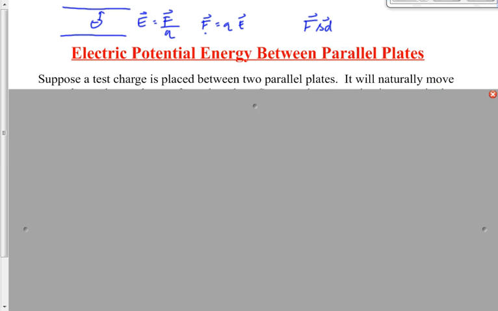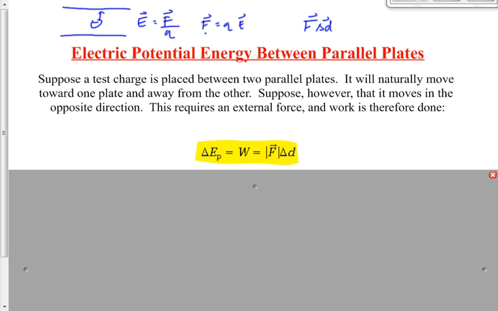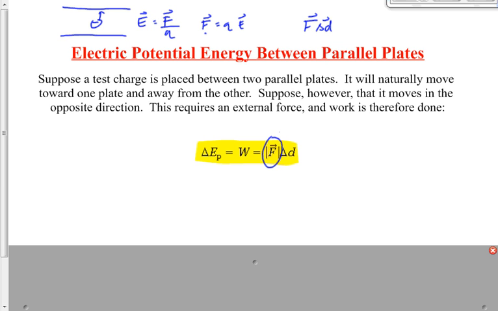So let's say now that delta E, the change in potential energy, is equal to W, as it was in the last couple problems that we did. But now we can say it's also equal to F times D, the force times the displacement. Sometimes we may need to find the force by using the equation Q times E. That's my electric field experiencer equation. Sometimes we may be given the force.